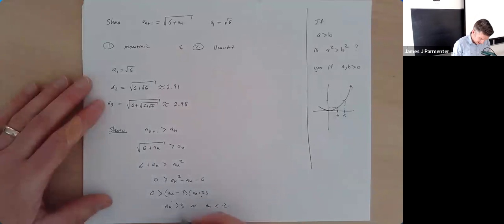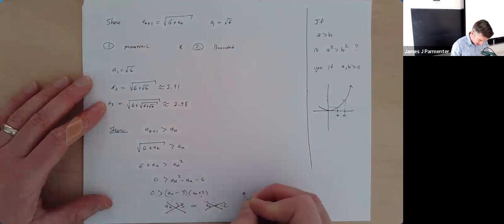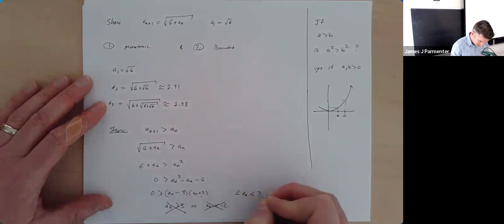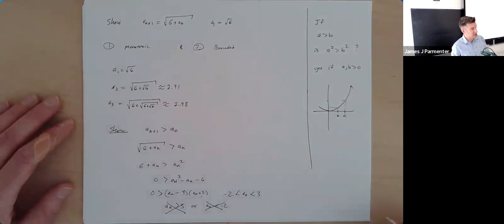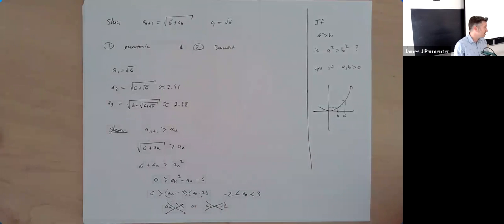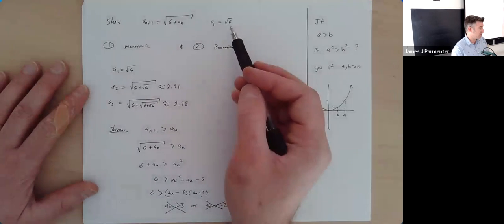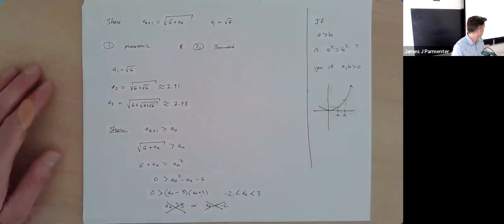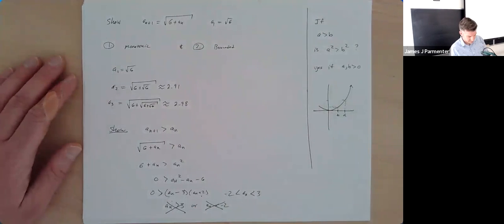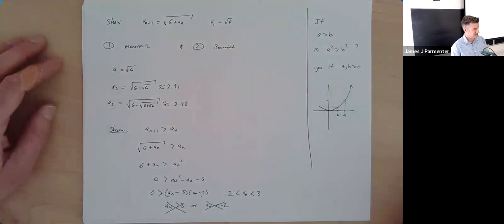So what I really want is neither of these things. This is going to be true as long as my a sub n is between 3 and -2, which is good because that's where I'm starting. Right? I started with a sub n equal to the square root of 6, which is certainly less than 3. Cool. Bounded.